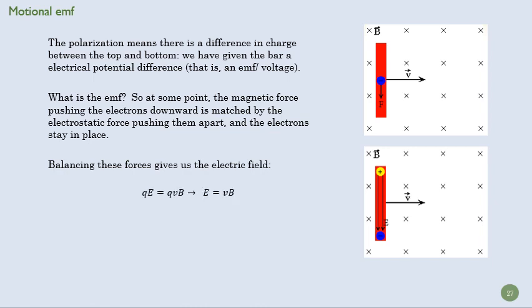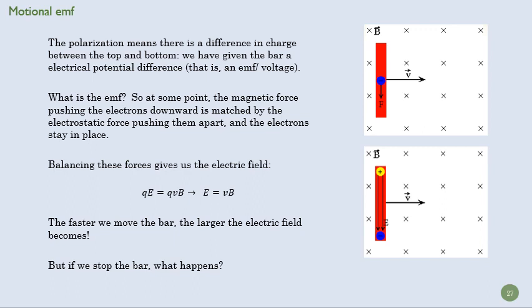That is, here's the force of repulsion amongst the gathered electrons. Here's the Lorentz force, and we can figure out what our electric field in that bar is. It has to do with the strength of the magnetic field and the velocity that we're moving that bar. The faster we move the bar, the larger that electric field becomes. If we stop the bar, what happens? Well, those electrons are going to rush back to the rest of the bar because they don't want to be hanging out with each other because they hate each other. Okay?